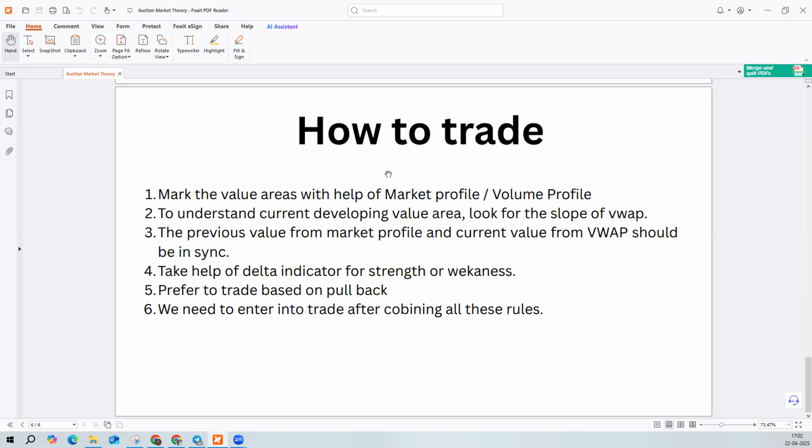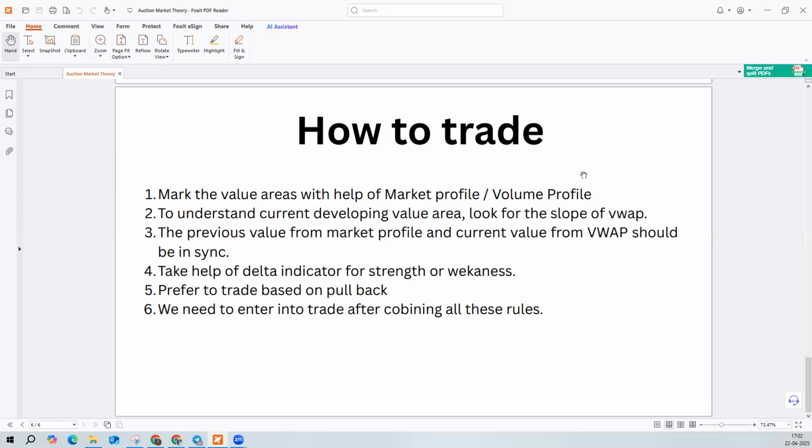Now how to trade? We have to create the value area with the help of market profile. That is the first thing. After we have created the value area, we have to look at the VWAP. For example, if the price has opened inside the previous day's value area, and the slope of the VWAP is flat, so today also it is showing a flat VWAP, meaning value is not going anywhere. From the previous day also we understand that it has opened inside the previous day's value area. So this is the double confirmation, right? So we can keep on taking reversal trades from value area high to value area low.